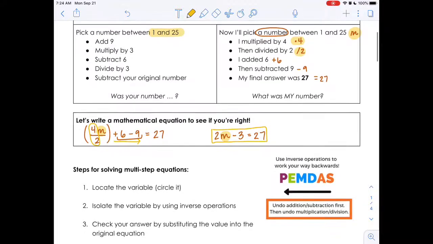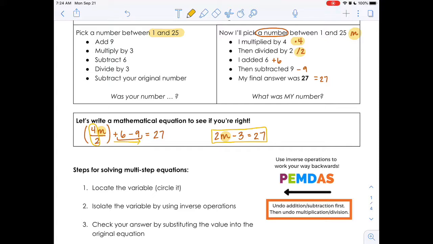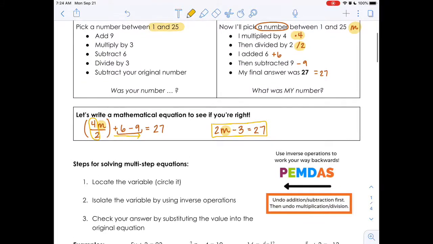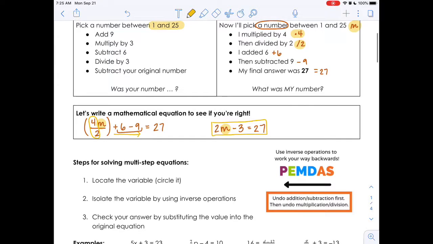So you might have used a number of strategies to try and figure out what my original number was, but we're going to use a nice mathematical strategy, the idea that we started learning about last week of inverse operations, that subtraction and addition are opposites and multiplication and division are opposites. We're going to use that to undo this and try to find my original number.